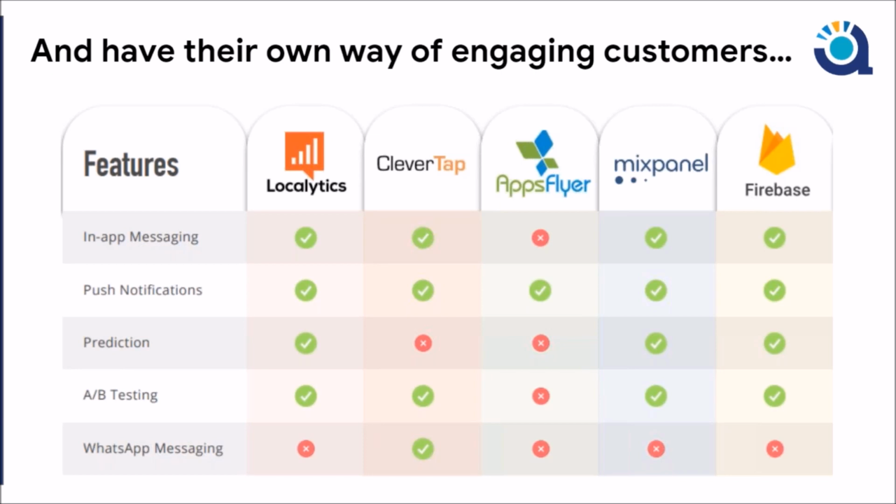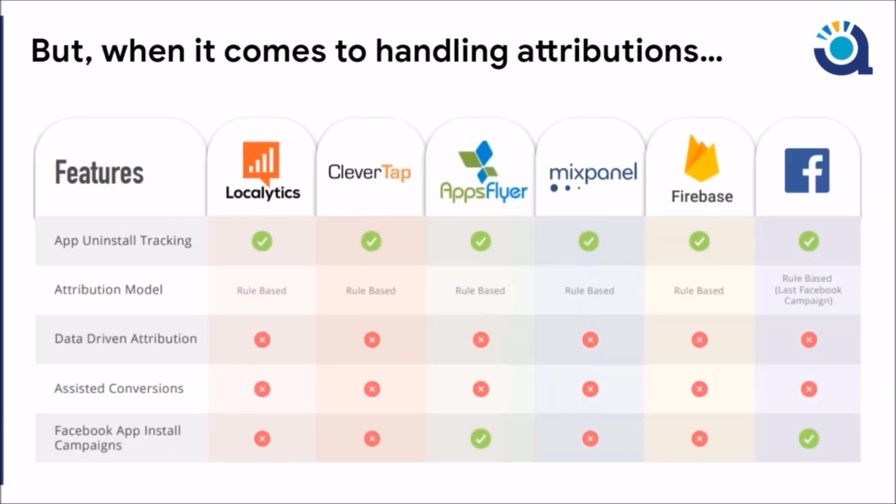If you see, some of these tools can even engage at a granular level with the customers, even via WhatsApp messaging directly, right? So about analytics and engaging with the customers, they're definitely there, and they are very, very useful for the businesses to either grow or to maintain or to enhance the user experiences. But when it comes to handling attributions, they're quite not there yet. All these tools have attribution data based on some rule-based attribution models, and they don't provide the advanced attribution capabilities like data-driven attribution models or assisted conversions within the tool.